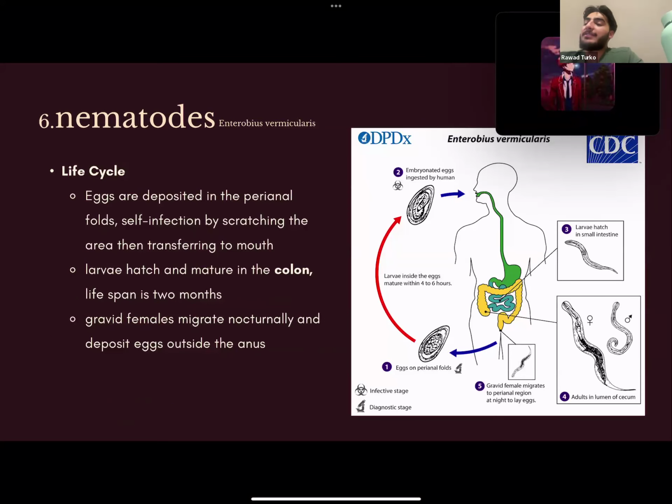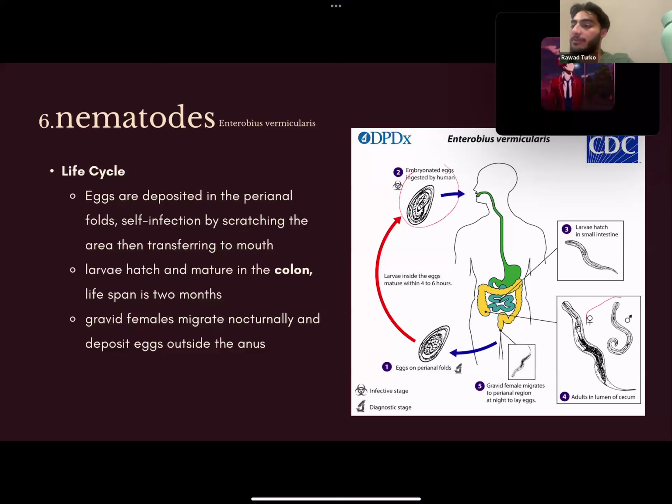All right. This is the life cycle again. So first of all, you find these gravid females migrating to the perianal region at night. So the classical presentation would be somebody who experienced a lot of pruritus at night. And that's because that's when they're coming out to the perianal area to lay their eggs. And then in the morning, you would get some itching around that area. A child would scratch it, and then they would accidentally ingest those embryonated eggs. And then the larva would hatch in the small intestine.